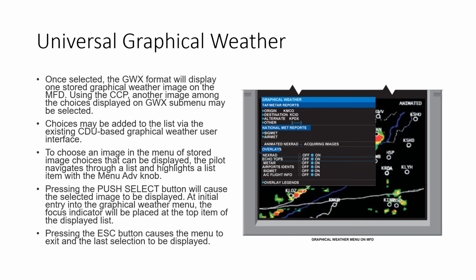To choose an image in the menu of stored images, the pilot navigates through a list and highlights a list item with the menu advance knob. Pressing the push select button will cause the selected image to be displayed. At initial entry into the graphical weather menu, the focus indicator will be placed at the top item of the displayed list. Pressing the escape button causes the menu to exit and the last selection will be displayed.